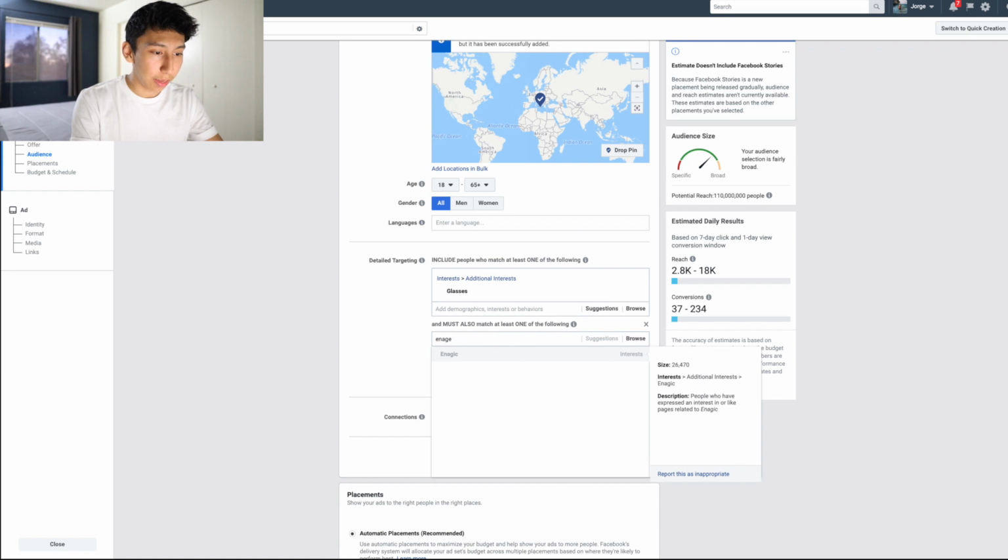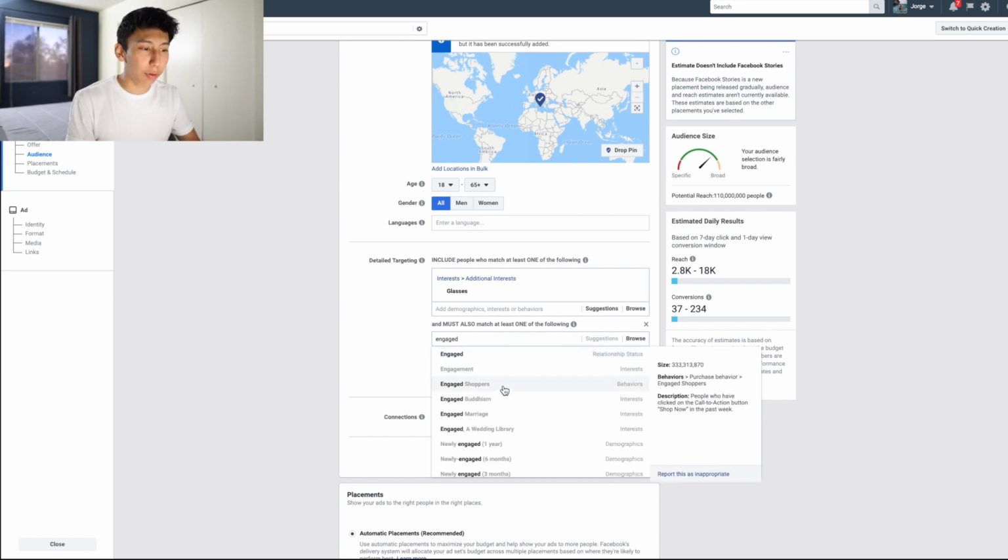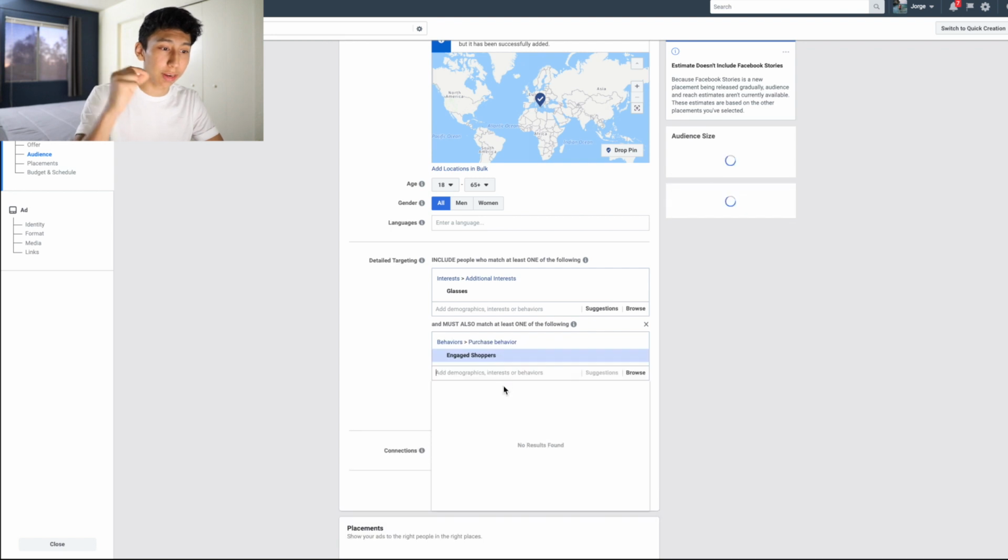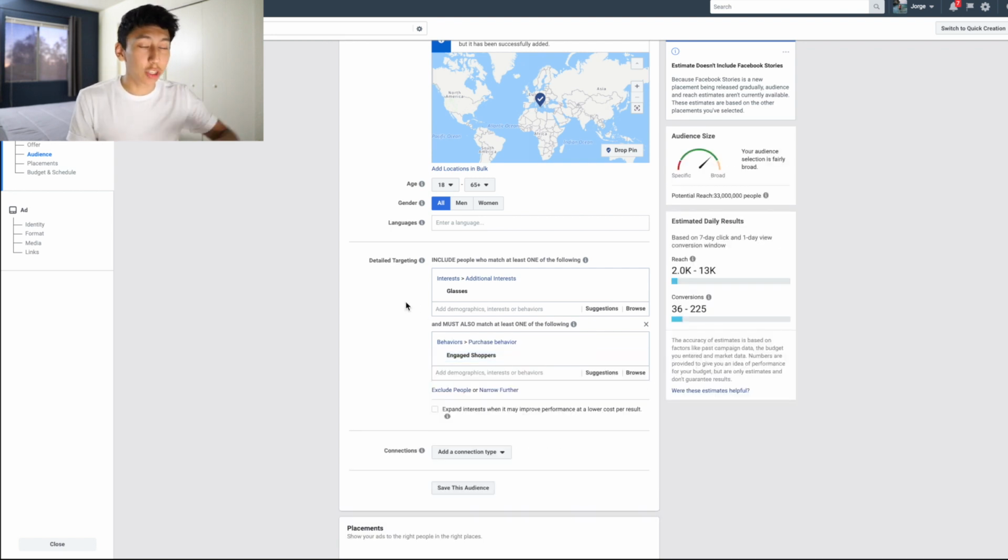Okay, so an engaged shopper is the actual purchase behavior, right? It says it right here, over 333 million people in this audience, and it's people who have clicked on the call to action button, shop now, in the past week. So it's anybody in the last week who has clicked an ad that says shop now, which means that they're looking to buy stuff. So that is amazing and perfect, right? So we're doing the interest glasses, and we're targeting people who actually click the shop now button.